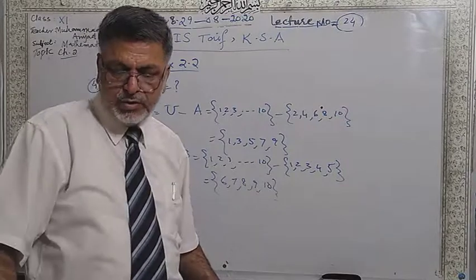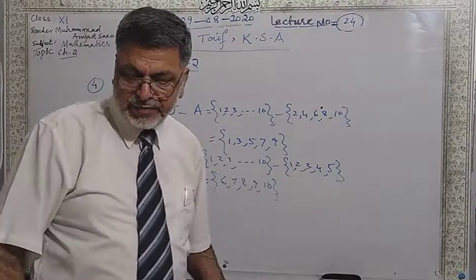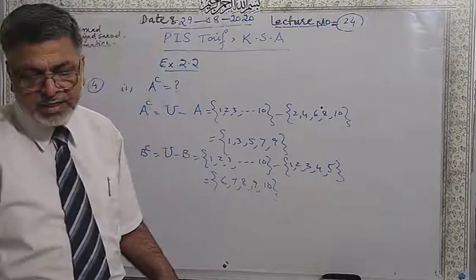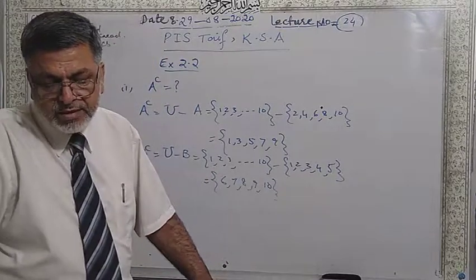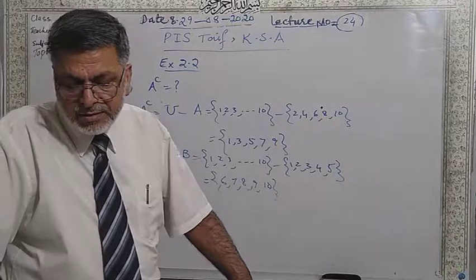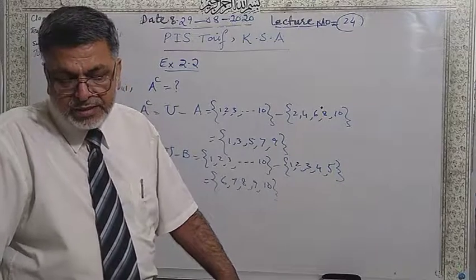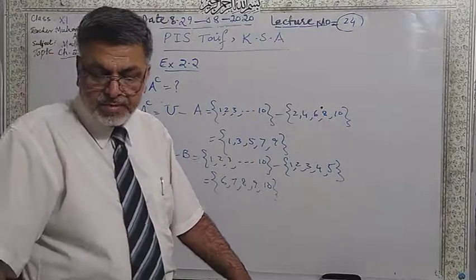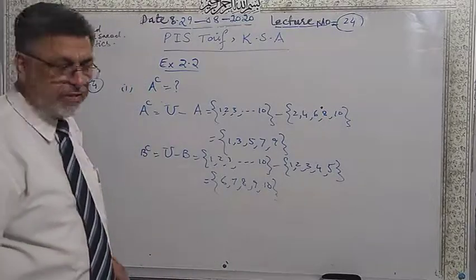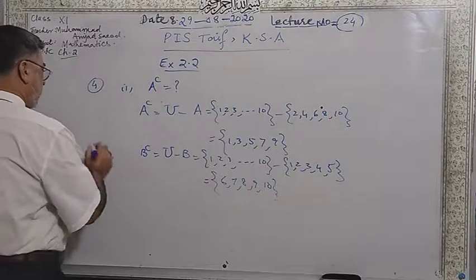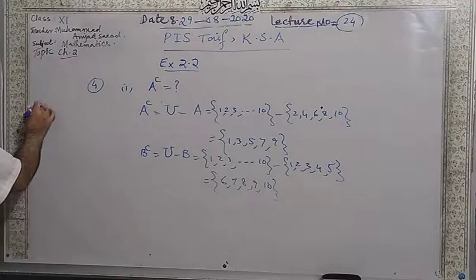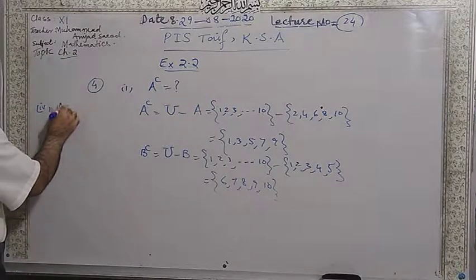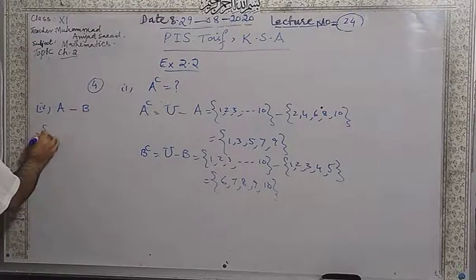A union B, you combine them. A difference B, elements of A which are not in B. Elements of A which are not in B, that is A difference B. For example, part number 4, A difference B.